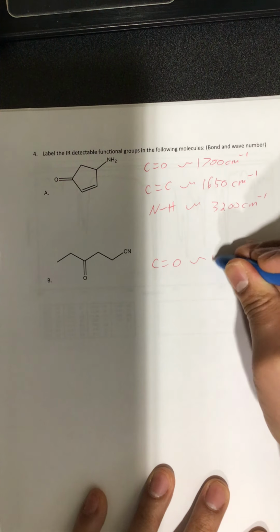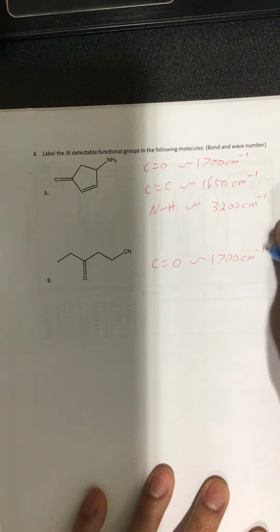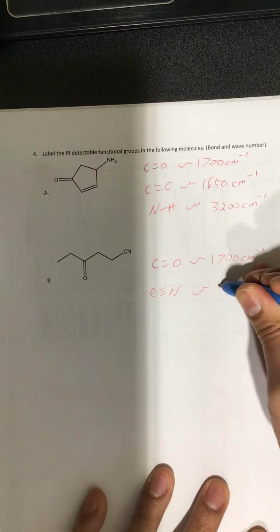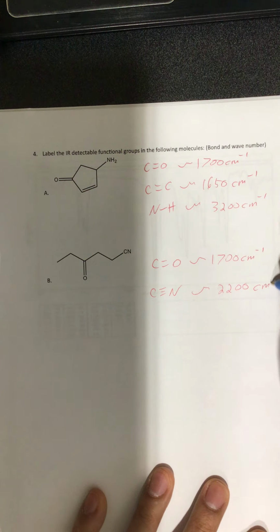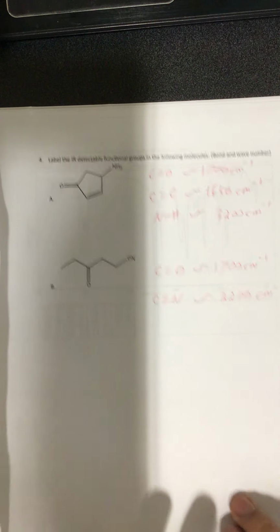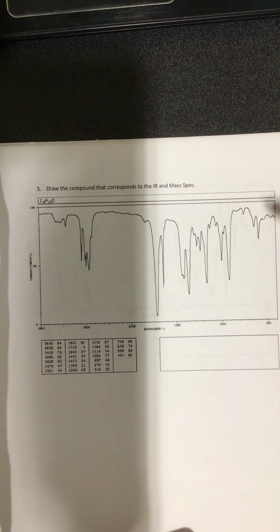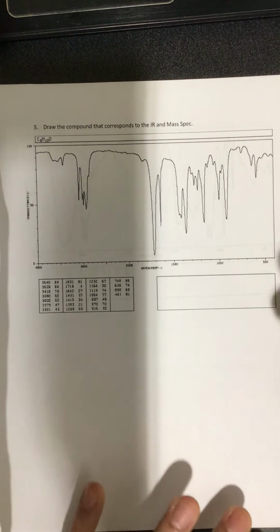So again, this is going to be at like 1700, maybe a little bit more than 1700 for the carbonyl. C triple bond N is about 2200, I think. Right? So that's what I want you to be able to do. Real quick problems, but I want you to be able to do that. Okay, now doing this IR.